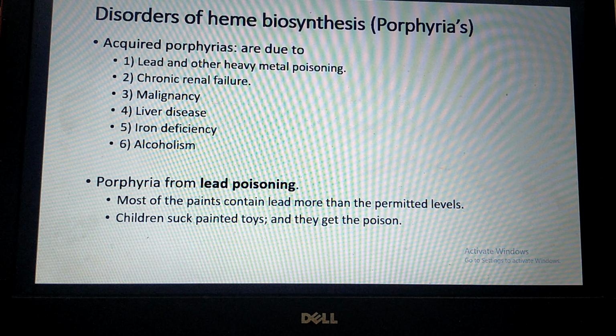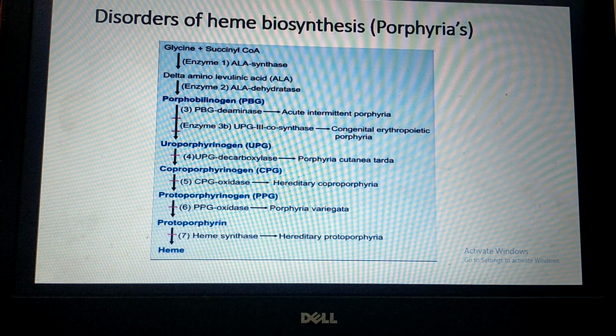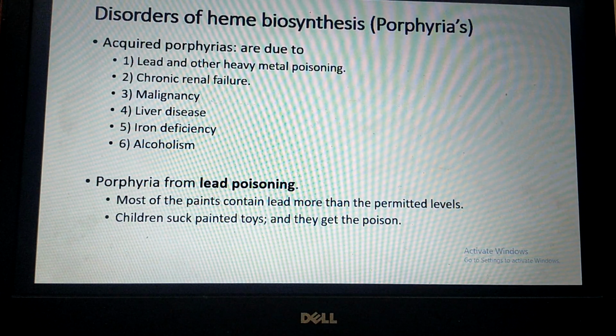Alcoholism, alcohol inhibits the coenzyme pyridoxal phosphate, which is required for the action of ALA synthase, which is the rate limiting enzyme of this pathway. ALA synthase is the first enzyme. Coenzyme for this is pyridoxal phosphate. Alcohol inhibits that pyridoxal phosphate, so ALA synthase does not work properly, and hence the whole pathway is inhibited. Alcoholism.